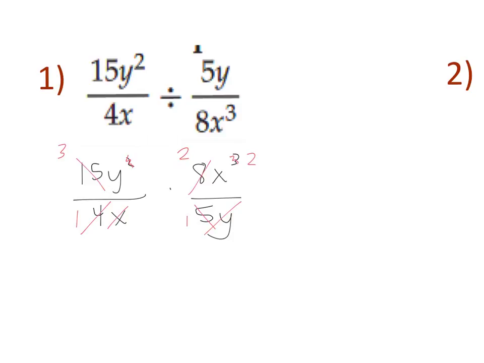So I have 3y times 2x squared. So that would be 6x squared y over 1 times 1. So I would have 6x squared y over 1, and I don't need the over 1. So my final answer would be 6x squared times y.